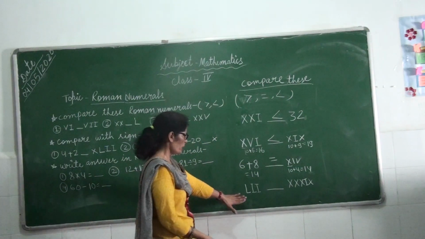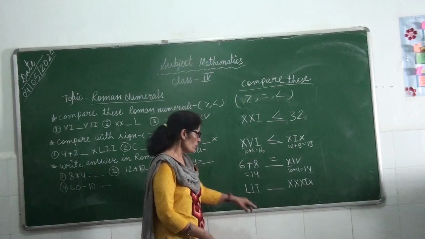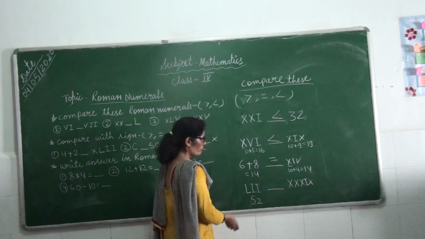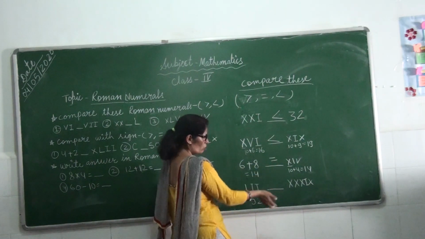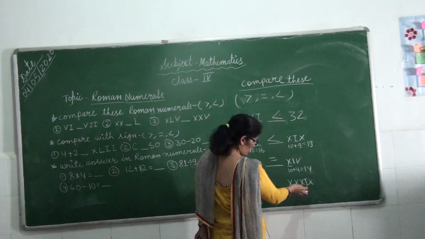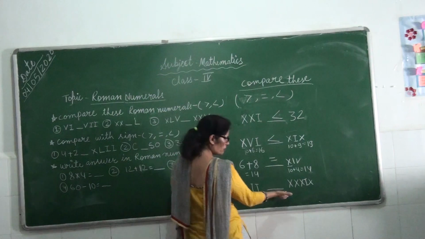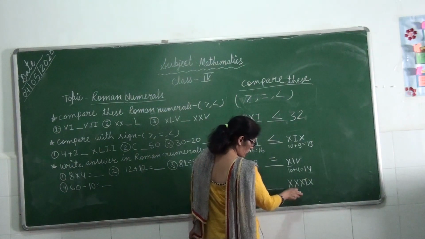Again here, what I write here, LII means number will be 52. Number क्या होगा हमारा 52. And here we have to put the sign. We can see which sign we have to put there. Now this Roman numeral we have to convert in numbers. इसको पहले हम नंबर में देख लेते हैं कौन सा नंबर लिखा हुआ है.